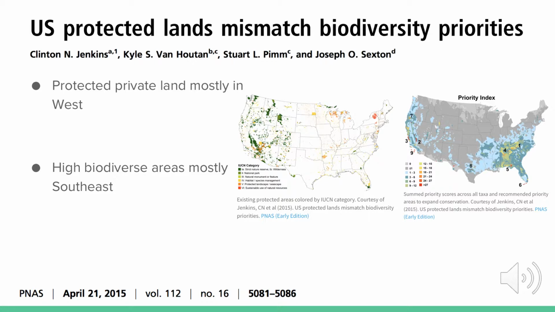Much of the land that is protected is in the west, whereas many endemic species lie in the southeast. The map on the left shows the areas of protected land, whereas the map on the right shows the areas of high biodiversity. Jenkins adds that protection of endemic species should be a high priority for society.